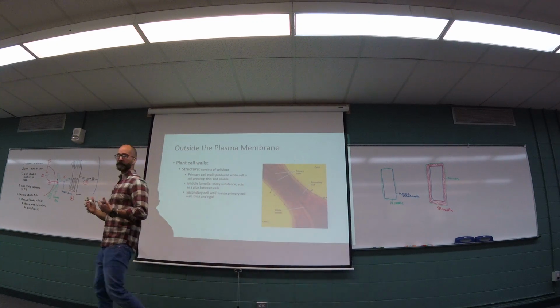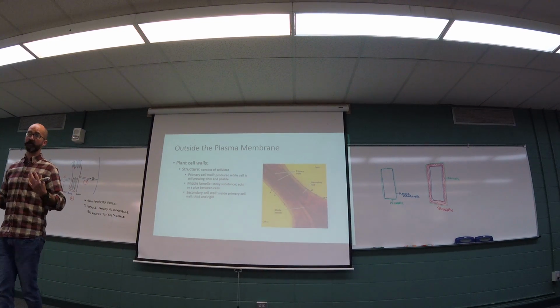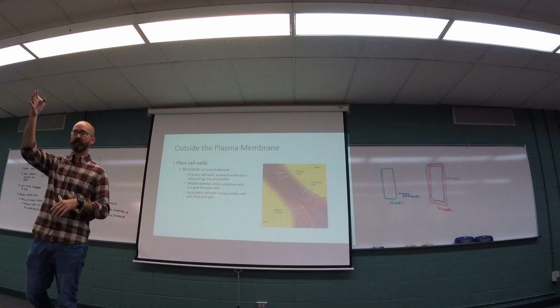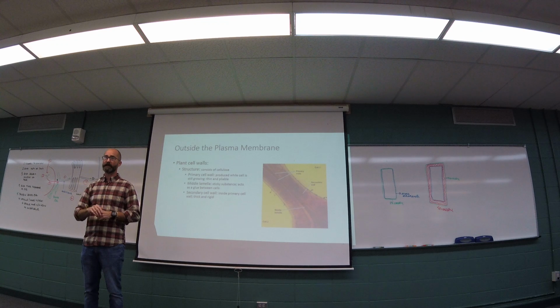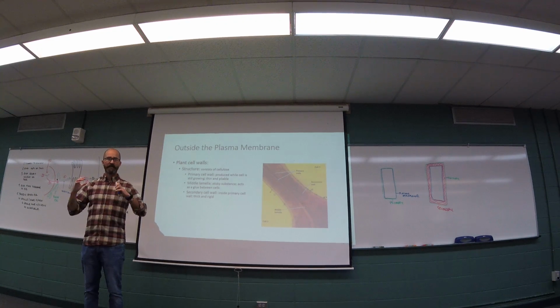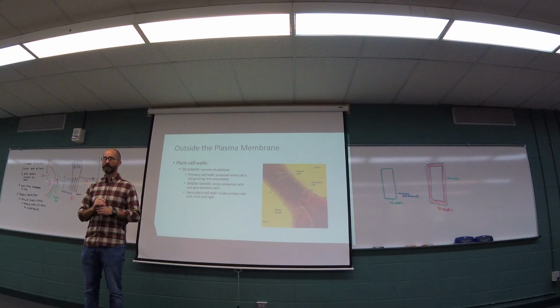So if a plant cell, and not all plant cells have secondary cell walls, things like woody vegetation like the trees behind us, those have secondary cell walls because you don't want that trunk to be flopping back and forth all that much. That secondary cell wall is super thick, super rigid, and it maintains the shape of the cell.